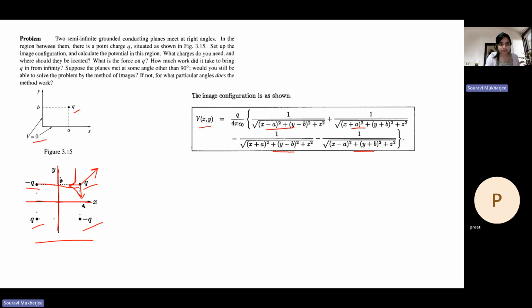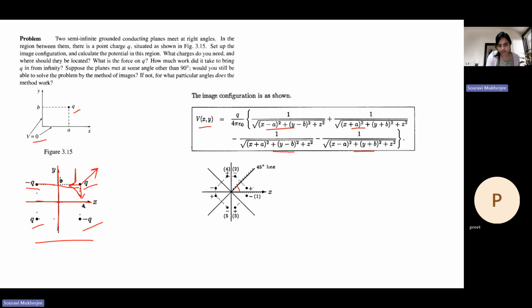Okay. Now, suppose the planes meet at some angle other than 90. Would you still be able to solve the problem by method of images? If not, for what particular angles does the method work? Now, for this question, let us start with another example where you have the angle as 45, not 90, but 45, right? So again here, how do we do it?